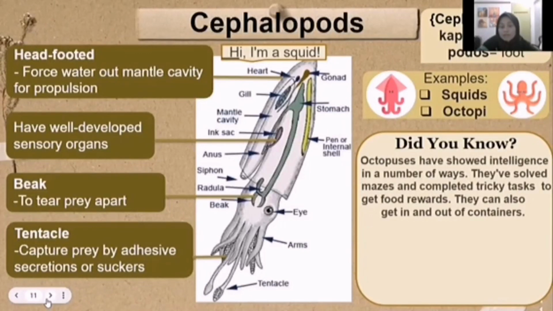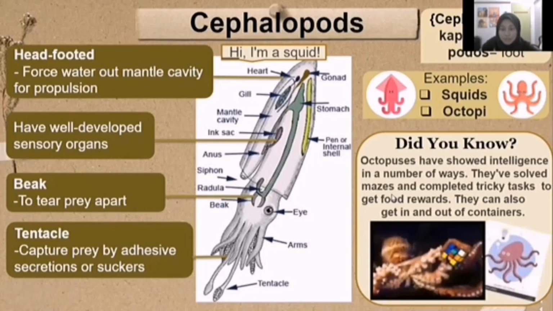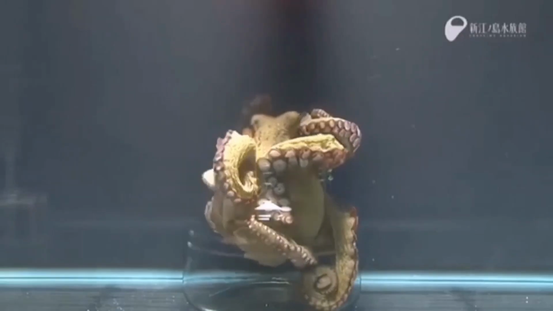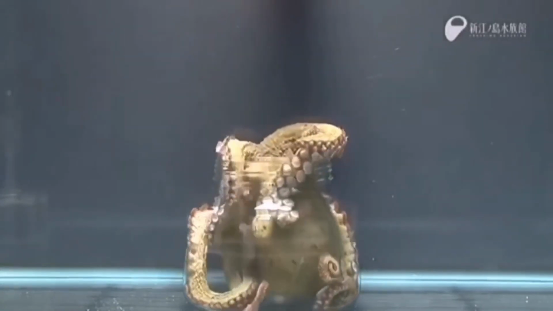Did you know that octopuses have very well-developed brains, therefore they are very smart? Octopuses have shown intelligence in a number of ways. They have solved mazes and completed tricky tasks to get food rewards. They can also get in and out of containers.